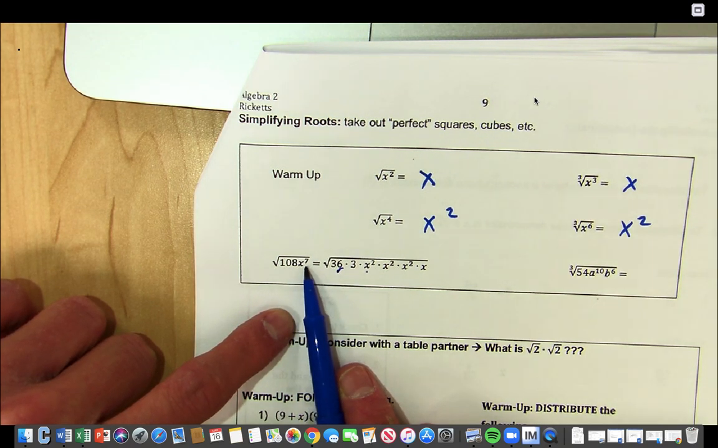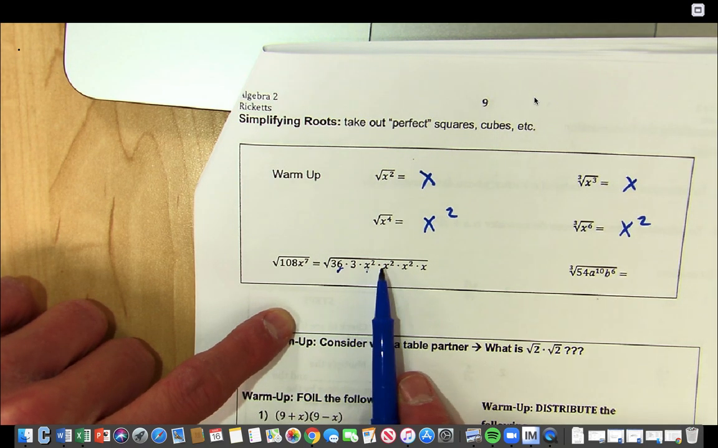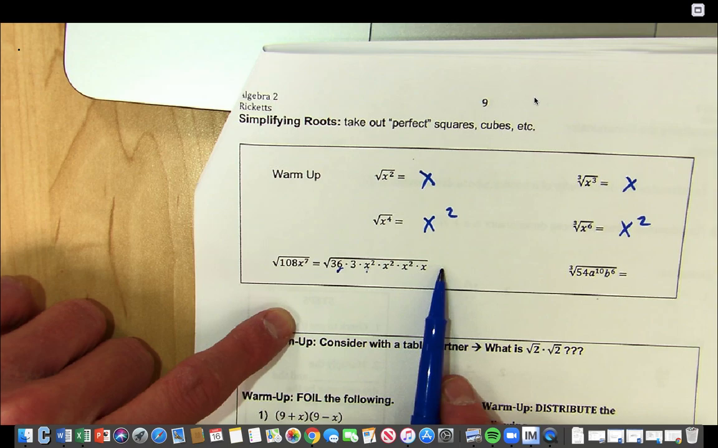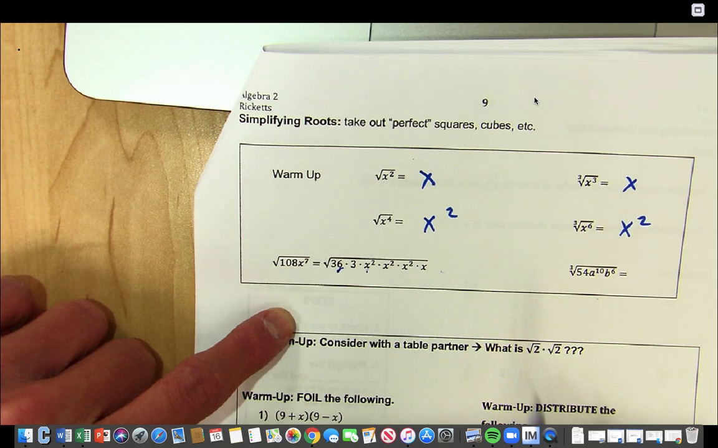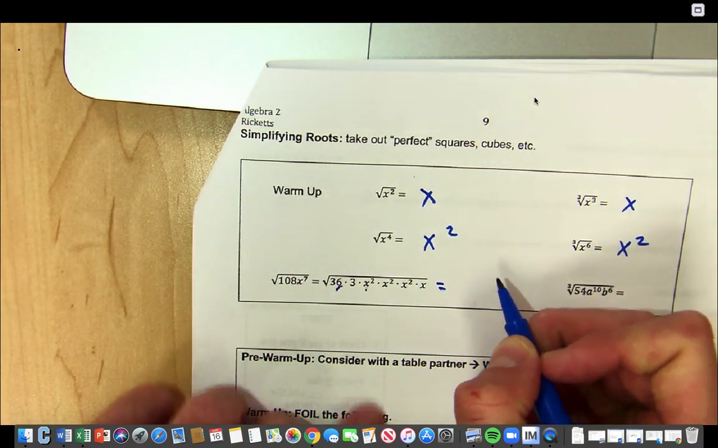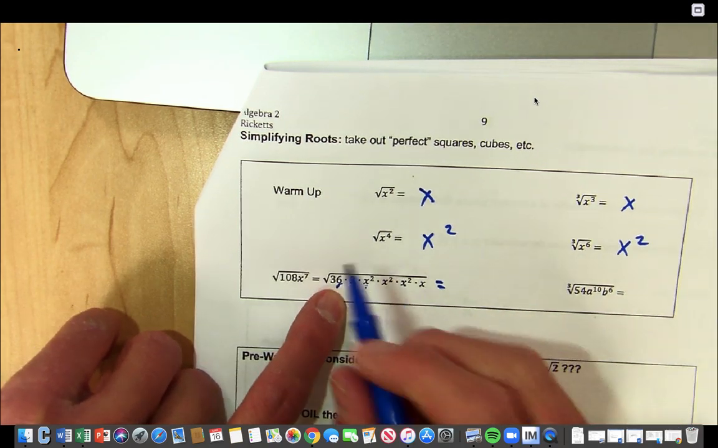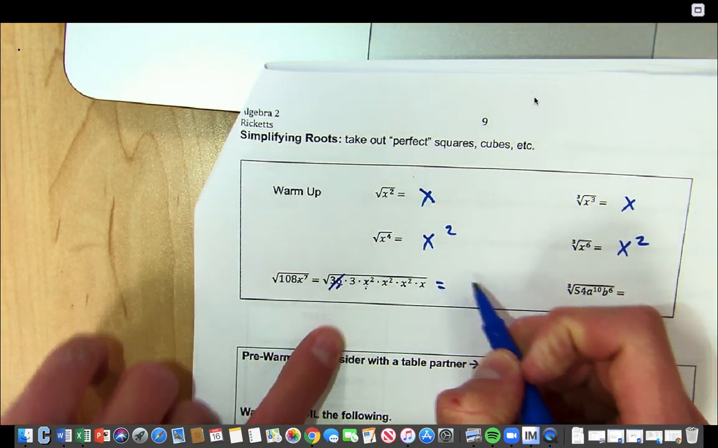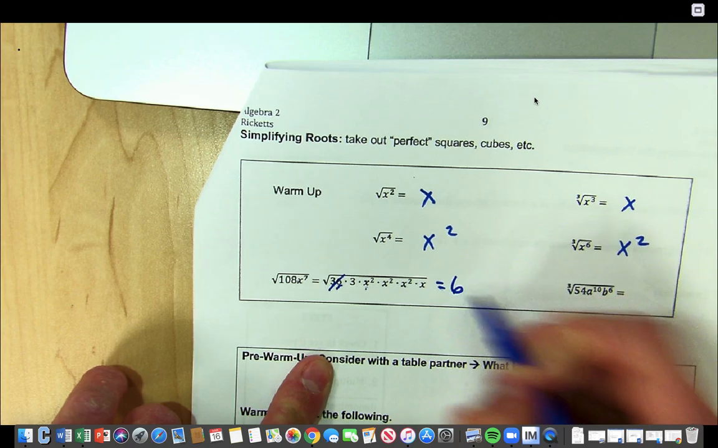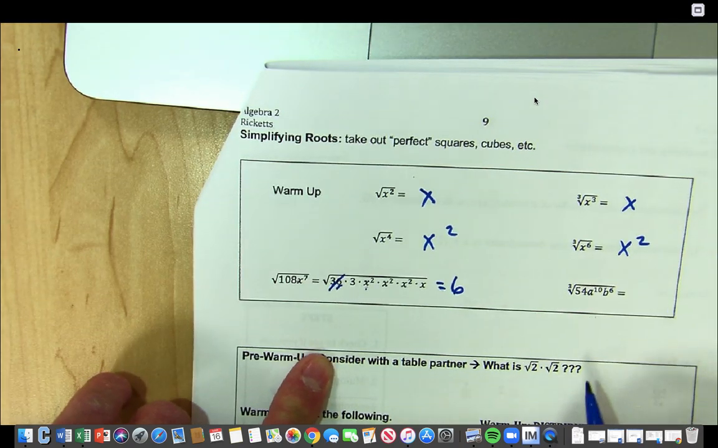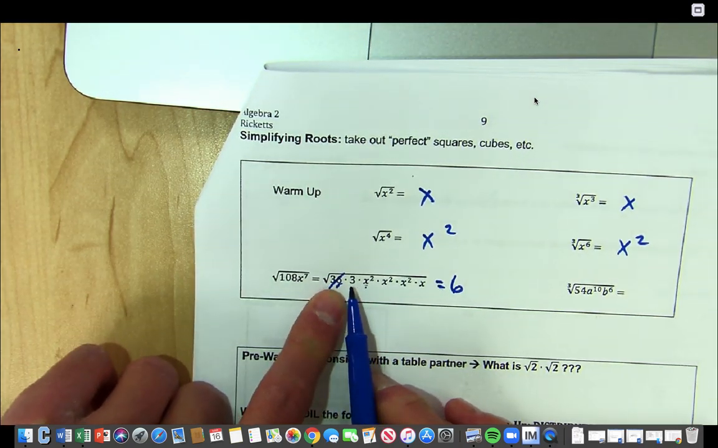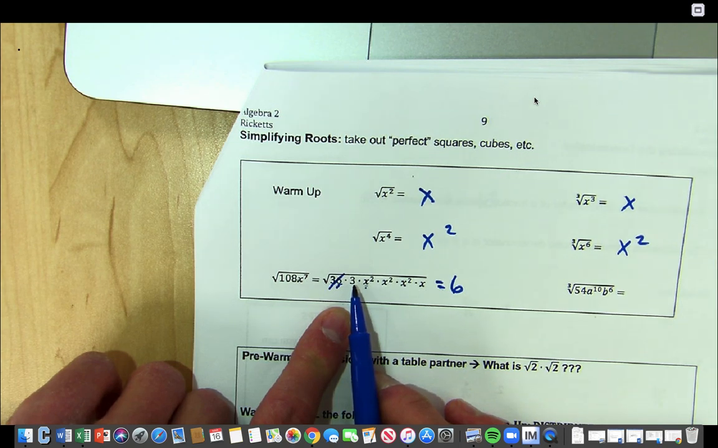And then from x to the 7th, you're looking at all the perfect squares in x to the 7th. Well, here's a perfect square, here's a perfect square, here's a perfect square, and then you have 1 x left over. So if you start simplifying your perfect squares, the square root of 36 is 6. This doesn't have a perfect square, so you're just going to leave it alone.